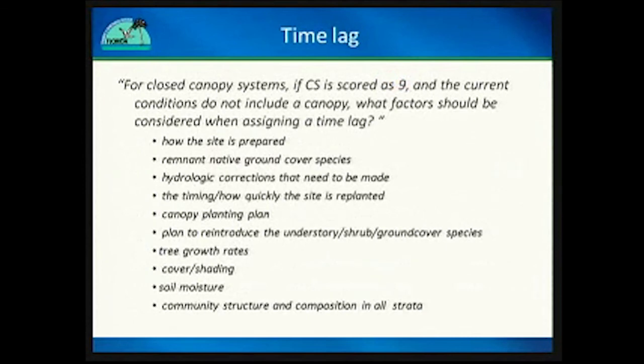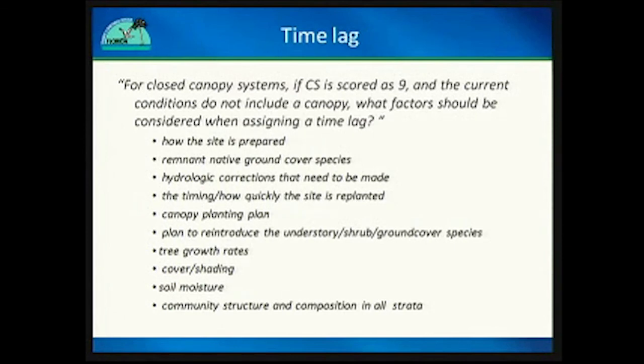And this is getting along with that. For closed canopy systems, if the community structure score is scored as 9 and the current conditions do not include a canopy, what factors should be considered when assigning a time lag? I think we went through a couple of these before. Things to consider: obviously, forested systems are going to take a while to mature. But it's always tied to your Part 2 scores. Please keep that in mind.